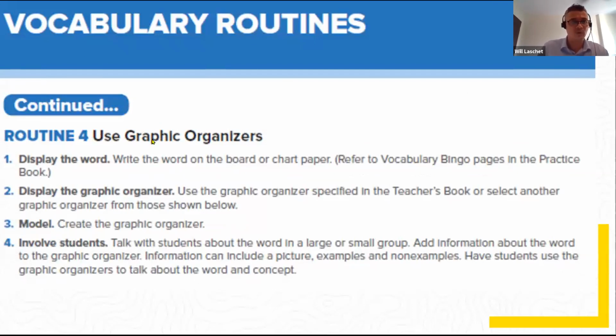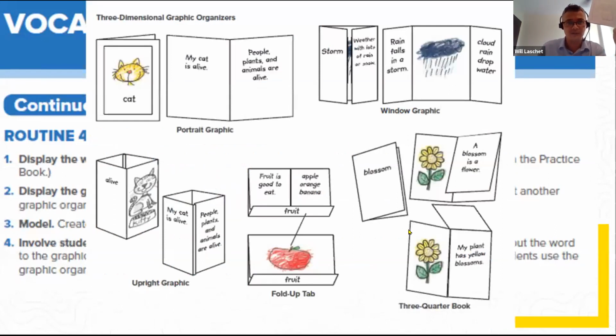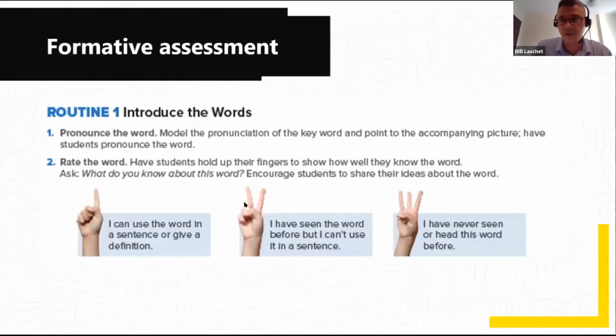Here, it was talking about the graphic organizer that I showed you earlier on. And there are lots of examples of different types of these 3D graphic organizers, which are fun for students to use. Lots of other nice, useful teaching tips here. I was going to do this, but we didn't have time to do it.